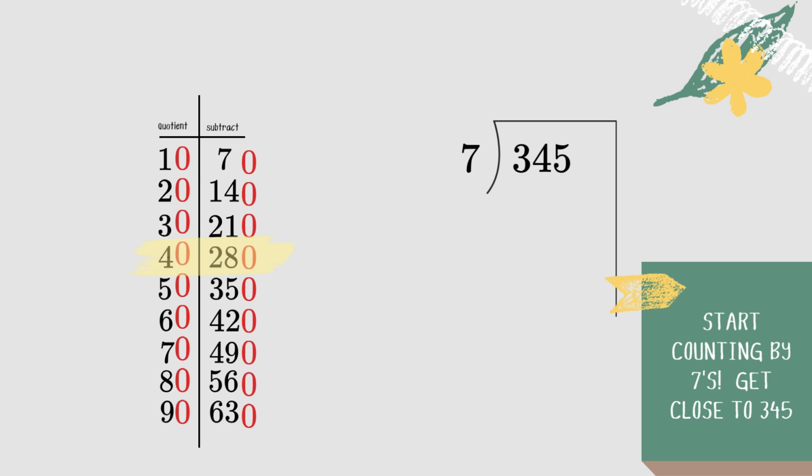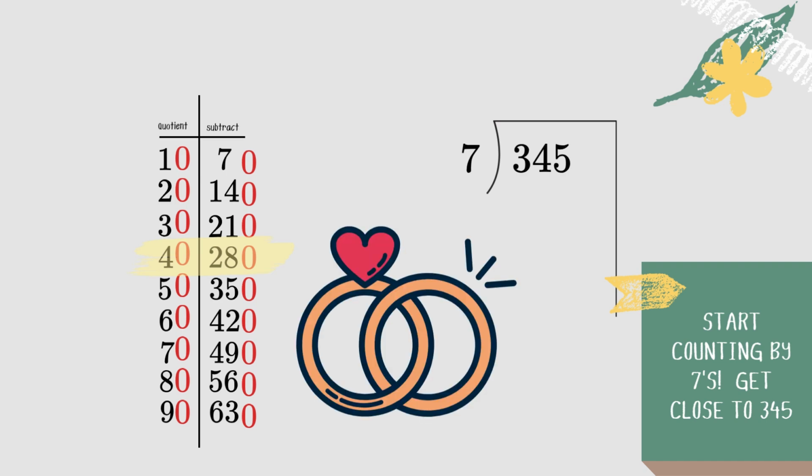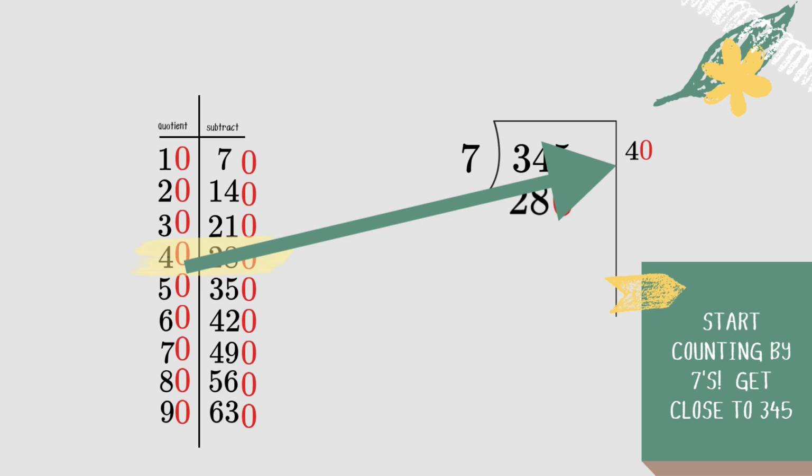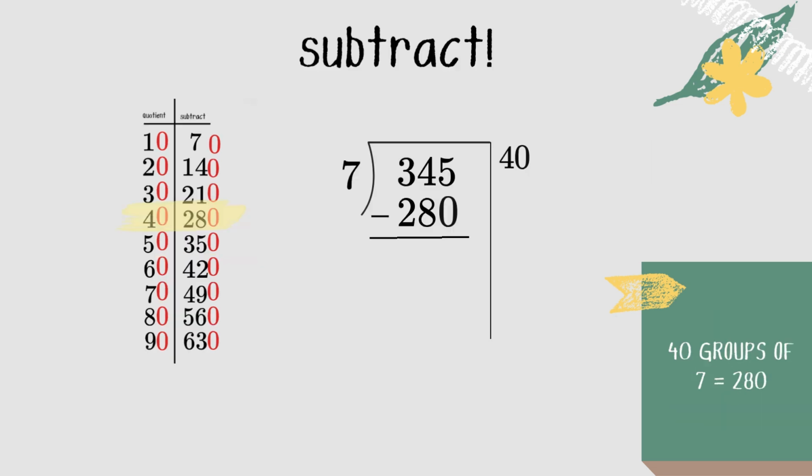I like to think that 280 and 40 are married. They go together. So if you use the 280, you must use the 40. So let's use 280 and 40. 40 becomes part of our quotient, which is the answer, and 280 is what we're going to subtract.